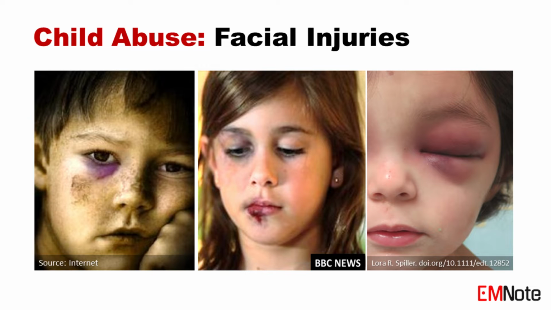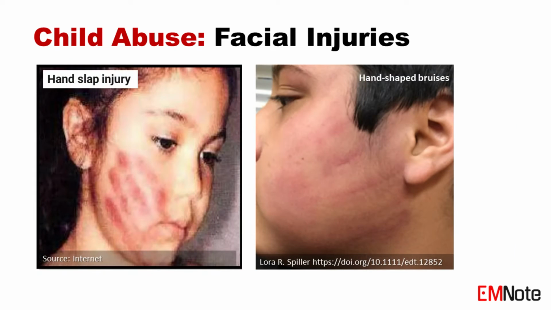Unexplained facial injuries such as bruises, cuts, or swelling on the face, especially in specific locations like the ears, cheeks, or lips, warrant further investigation. Slap marks or hand-shaped bruises on the face or buttocks can be indicative of physical abuse.